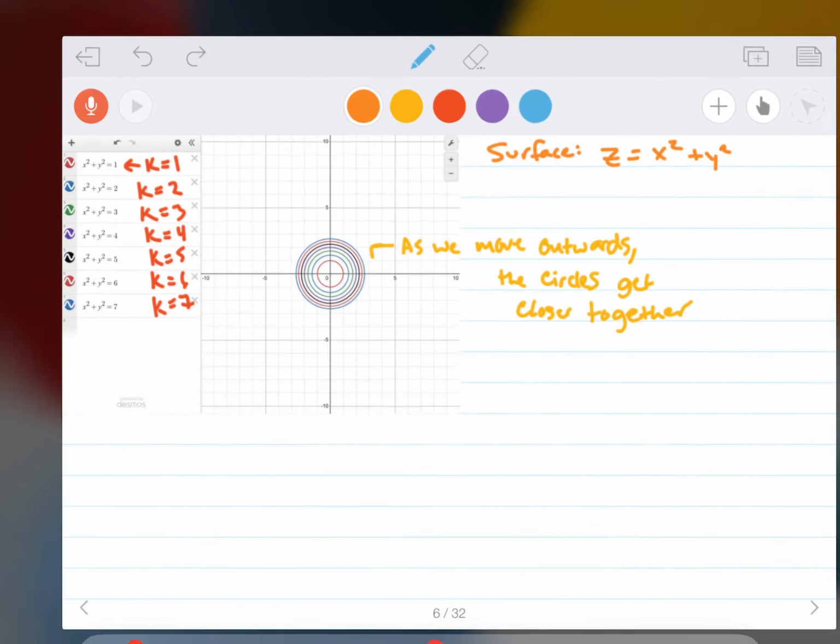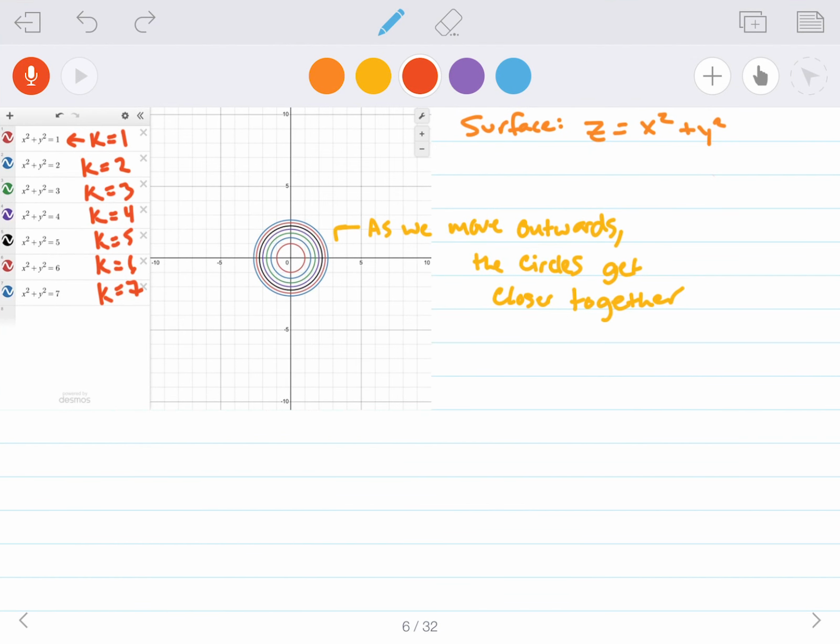And so we have something like this. Here's our surface. I didn't draw that great either. Let's see if I can draw it a little bit better. So there is this, z equals x squared plus y squared.